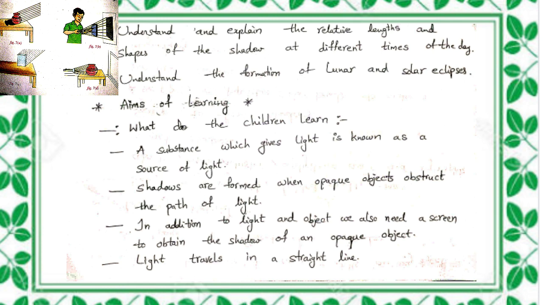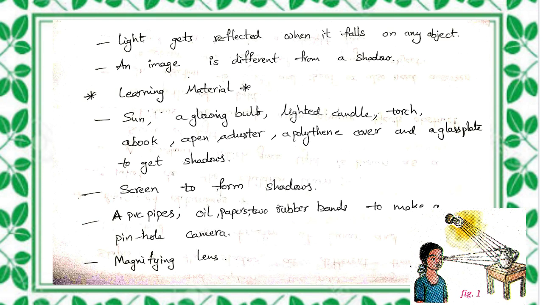Aims of learning. What do the children learn? A substance which gives light is known as a source of light. Shadows are formed when opaque objects obstruct the path of light, and in addition to light and object, we also need a screen to obtain the shadow of an opaque object. Light travels in a straight line. Light gets reflected when it falls on any object. An image is different from a shadow.